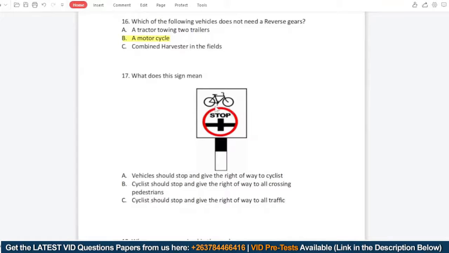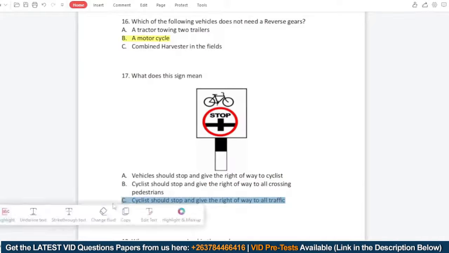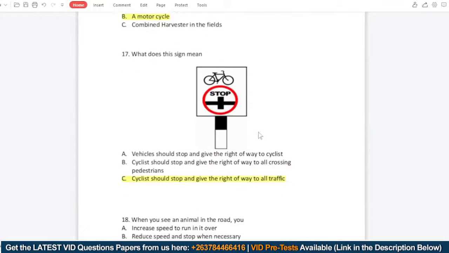One thing that I want you to remember about this sign is that this stop is directed to the cyclist. Anything that this sign is saying is to the cyclist, because you see it's a little bicycle. So it's supposed to be cyclists should stop and give the right of way to all crossing traffic, not pedestrians. So the correct answer is C.